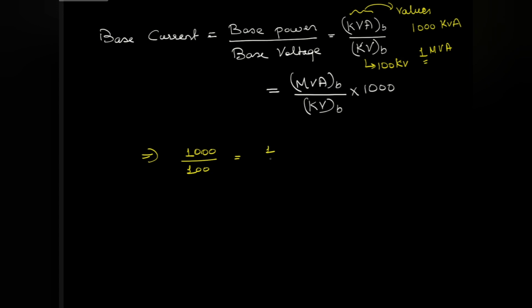That is 1, and what is the value of kV? That will be 100. So how will these two equations get equated? Okay, these two fractions are not equal, so we need to multiply this MVA value with 1000, right? Because we are taking here only values. Okay, we are not taking this k, m, 10 to power 3, 10 to power 6. We are not taking these values, we are taking only the values of that quantity.